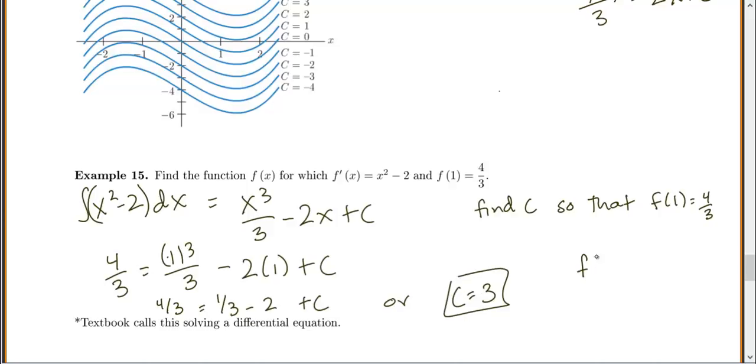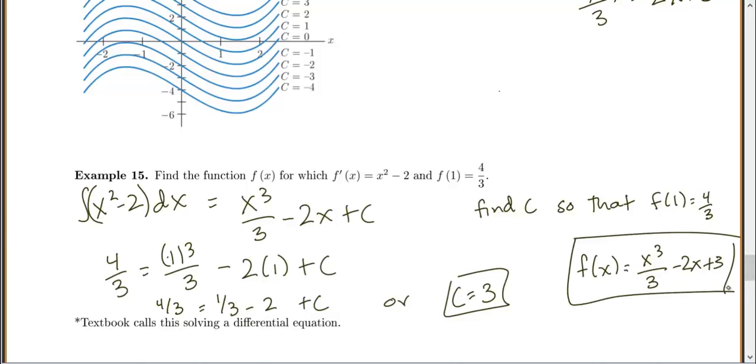And so for my final answer, I can say my final f of x was x cubed over 3 minus 2x plus 3. So usually we'll just do a plus c at the end, but if they give us a value on the original function, we can go through and actually figure out what c is. Our textbook calls this solving a differential equation. Okay, because we started with an equation that involved our derivative, that's why it's called a differential equation.